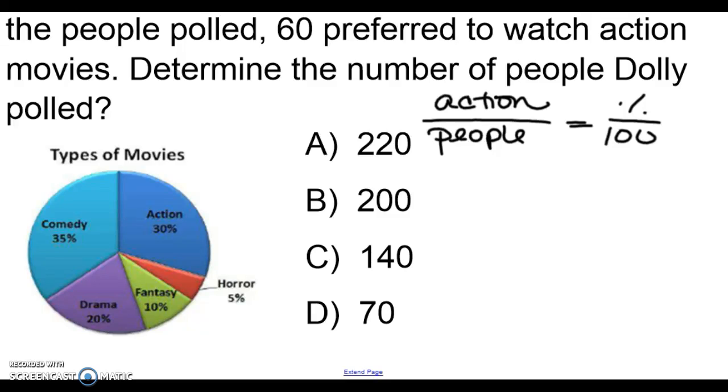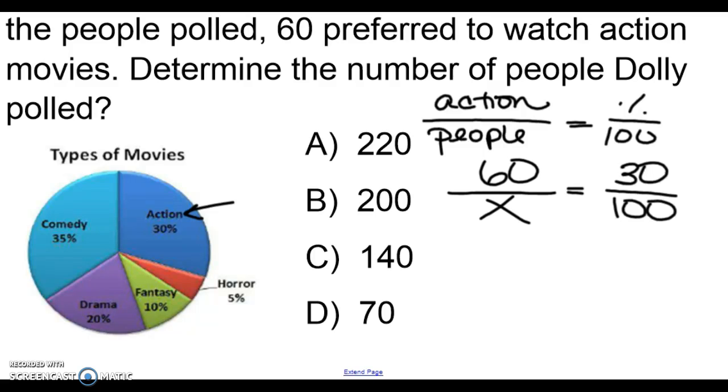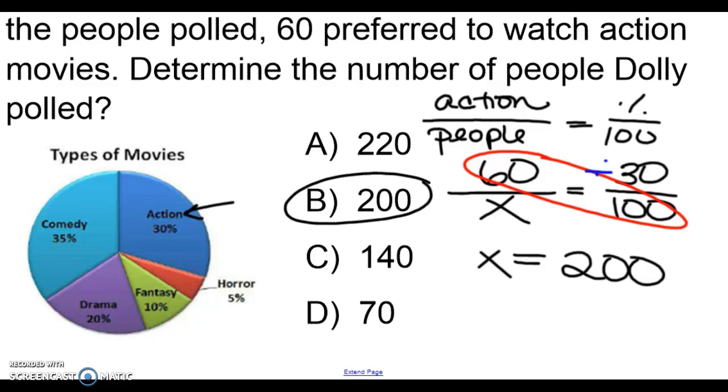If I take a look at my circle graph, it says that 30% enjoyed action movies. So I can say 30 over 100. It also says that 60 people preferred to watch action movies. I'm going to put the x in the denominator because that represents the amount of people that Dolly polled. I multiply crisscross and divide by x's partner. As soon as I do that, I get that x equals 200, and 200 represents the amount of people that Dolly had originally polled when determining what movies they liked.